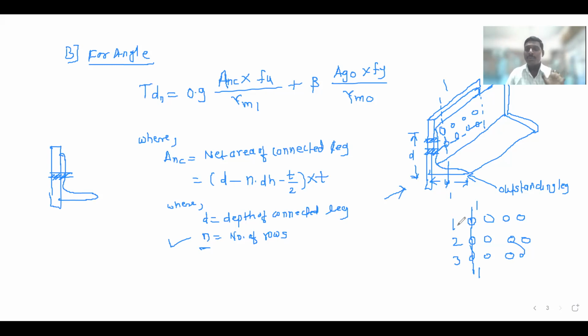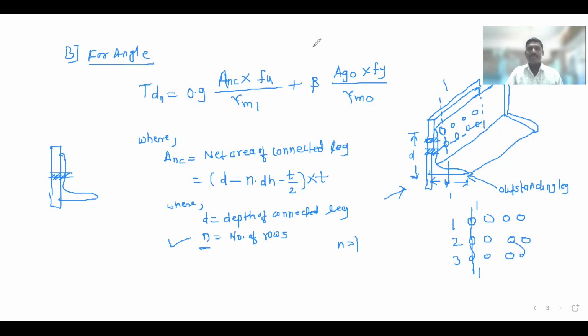This is very important. Here n is the number of rows. When we cut a section, the number of bolt lines cut in that section is what we take as n: 1, 2 and 3. If 4 rows are there, then 4. If only 1 is there, then n is equal to 1. Got it everyone?